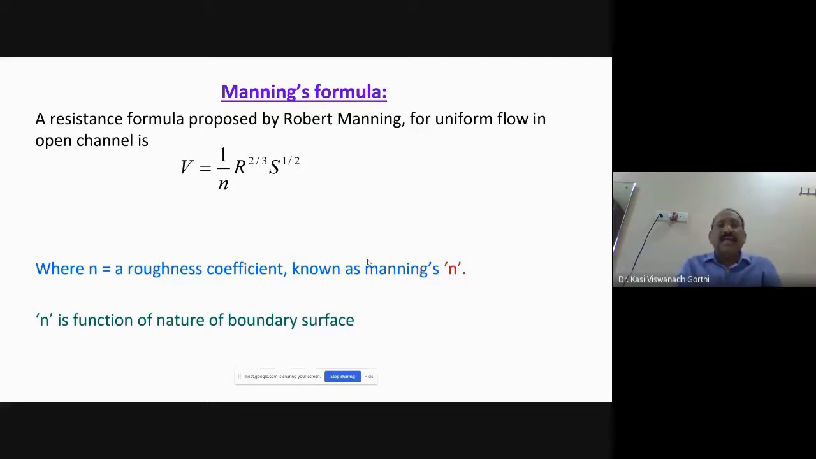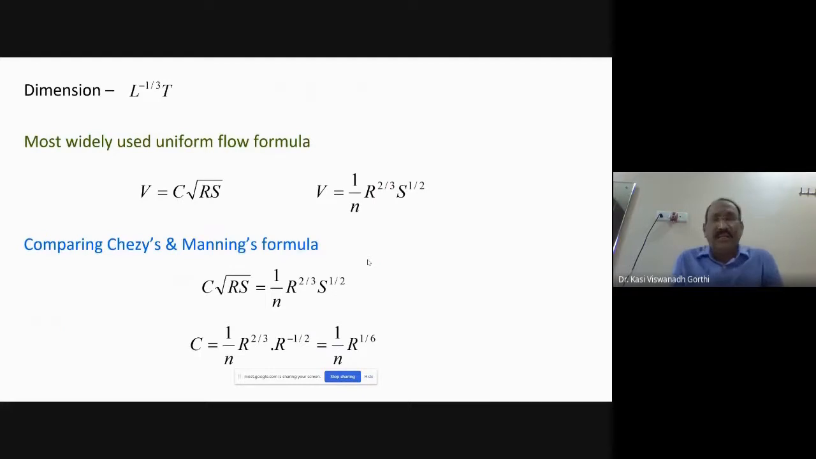But the biggest challenge is finding this coefficient. Let it be Chezy's coefficient, the friction factor f, or Manning's roughness coefficient. Whatever formula you use, the value of this coefficient must be appropriately estimated. Unless it is appropriately estimated, it becomes difficult to do the calculations.